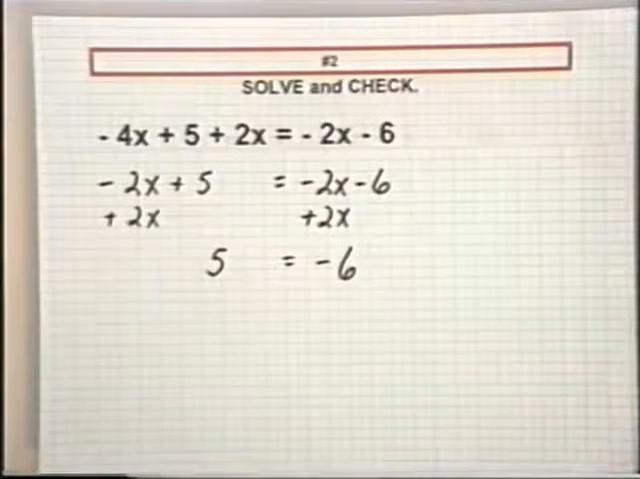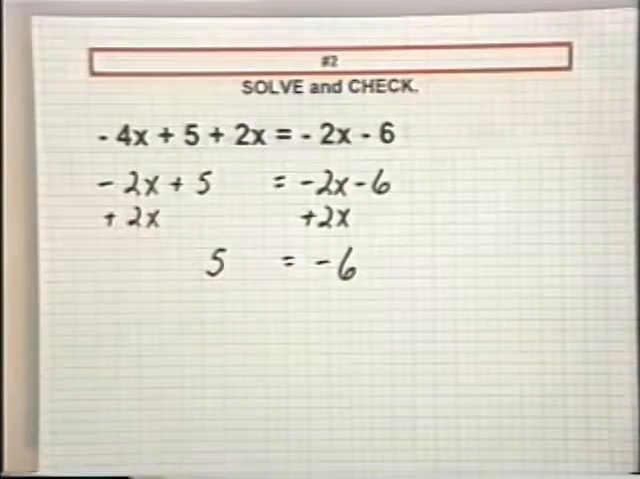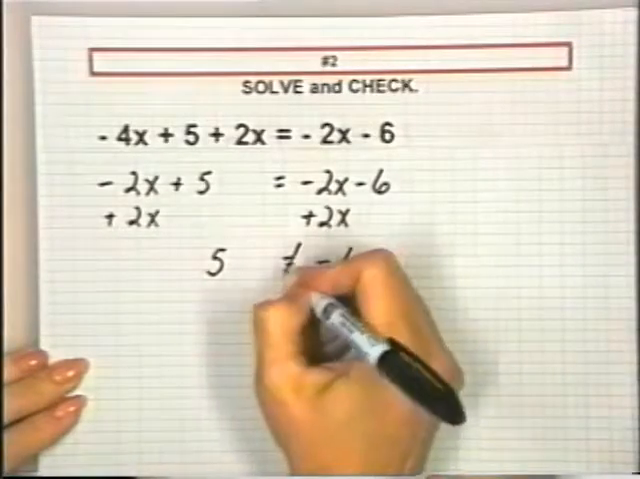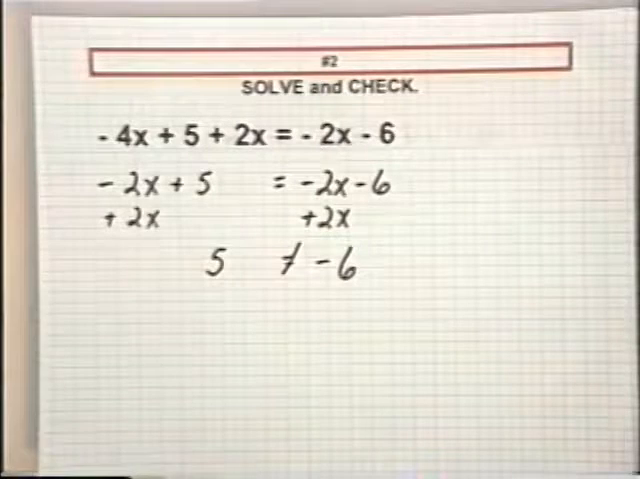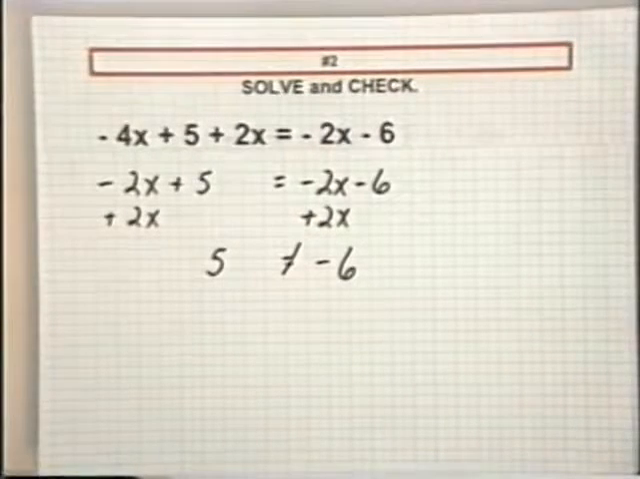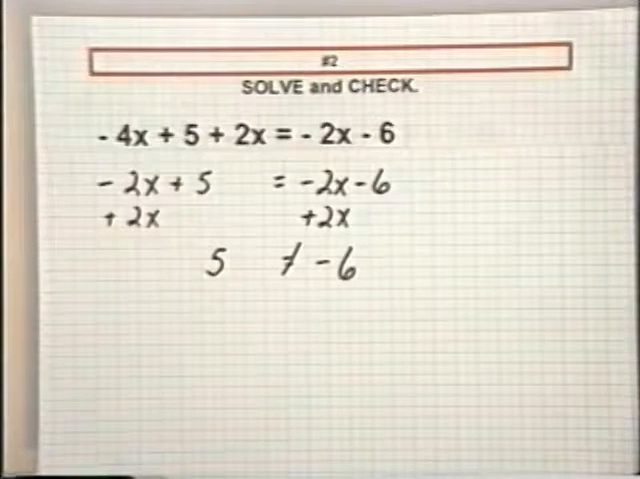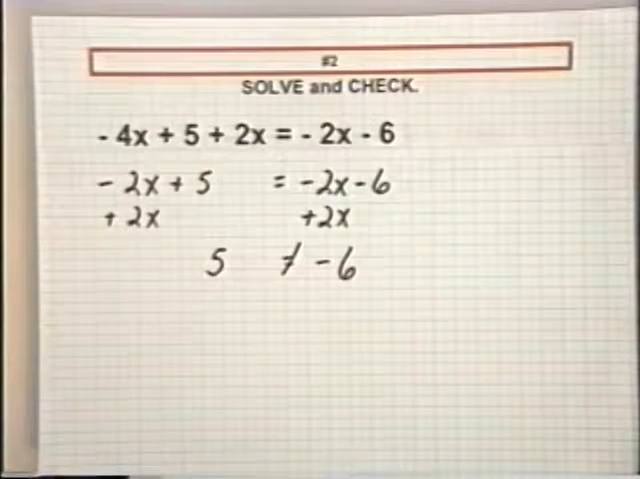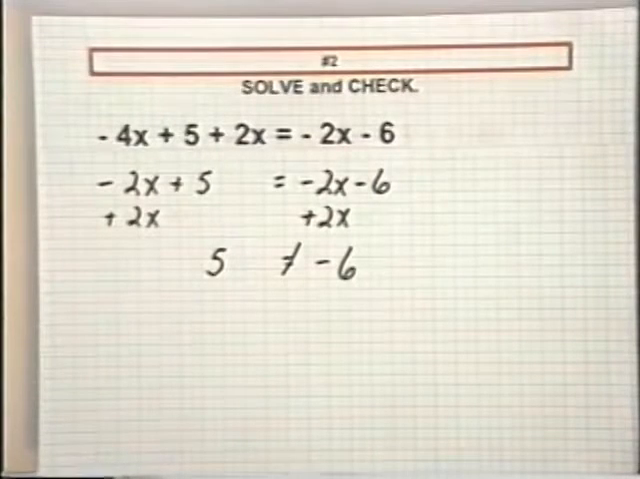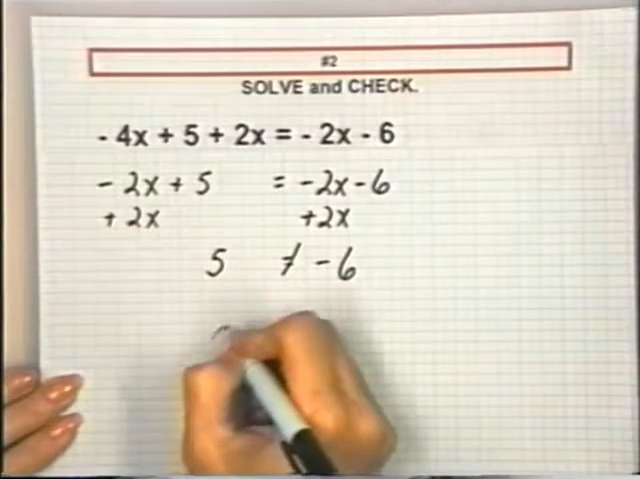What does that equation say? It says 5 equals negative 6. 5 does not equal negative 6. 5 equals negative 6 is a false statement. When you solve a linear equation and you follow the steps and rules, and in the process you eliminate all of your x terms, when you are left with a false statement, then what that means is there is no solution for this equation.